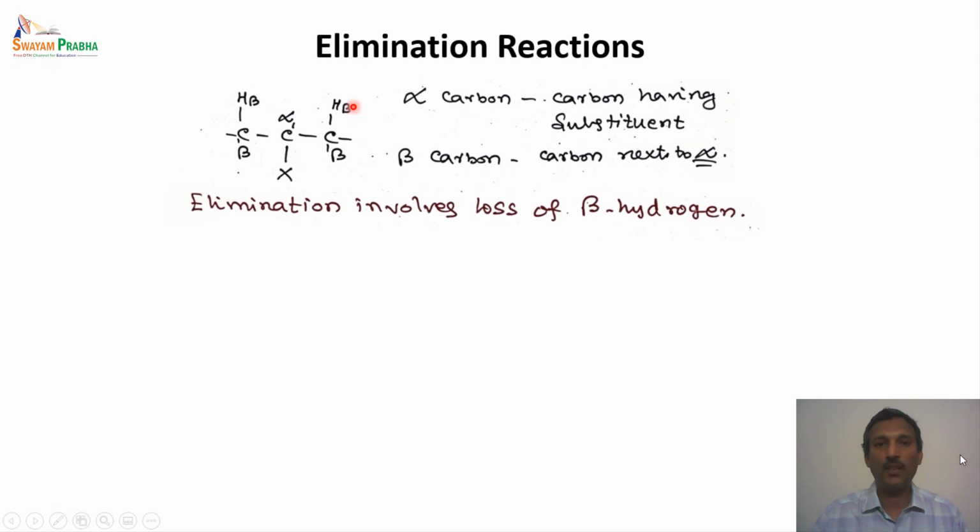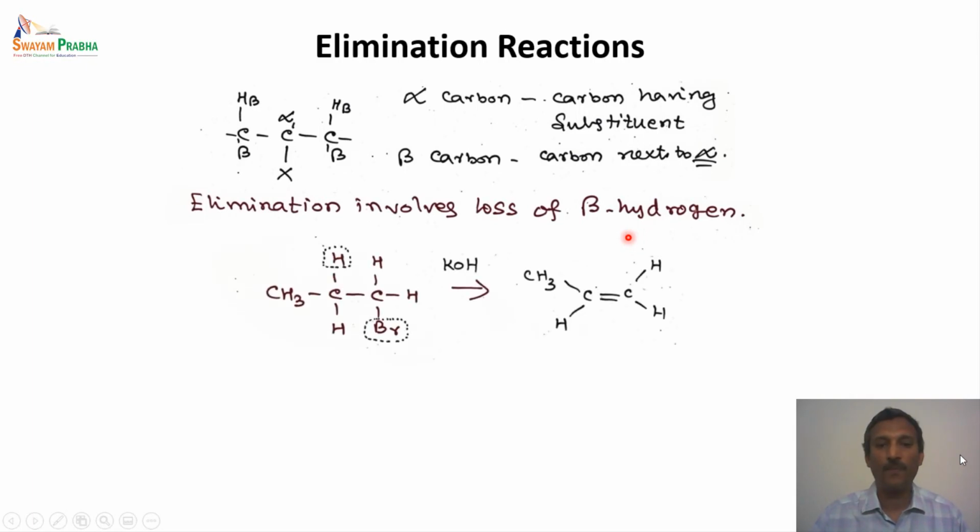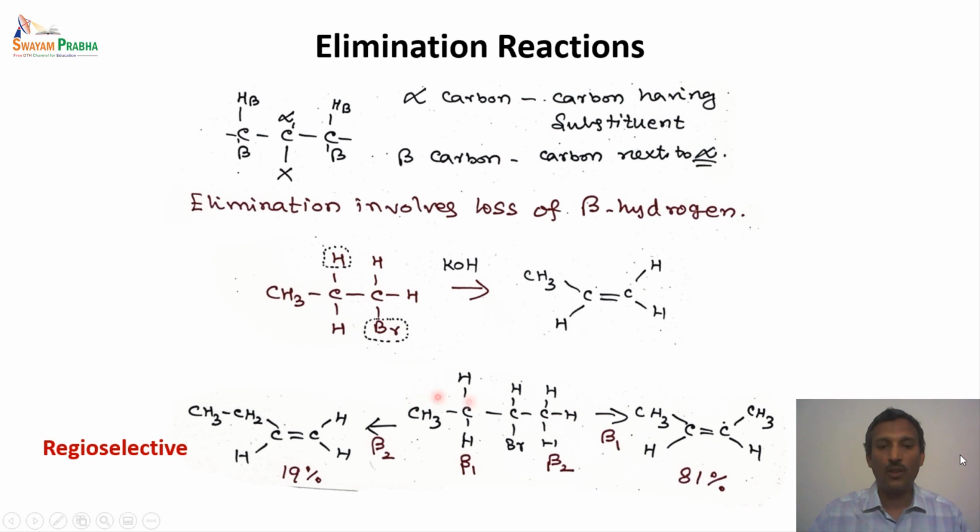As we said, the elimination involves loss of beta hydrogen. That means the neighboring hydrogen is lost. So let us take this particular example. In this case, we have a methyl group here, we have a CH2 group here. So between the methyl group and the CH2 group, if you carefully look at here, 3 hydrogens are there in this carbon. In this carbon, we have 2 hydrogens. So that means this beta 2 carbon has 3 protons and beta 1 carbon has 2 protons.